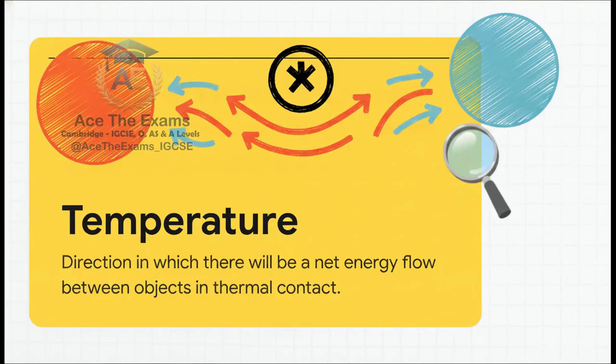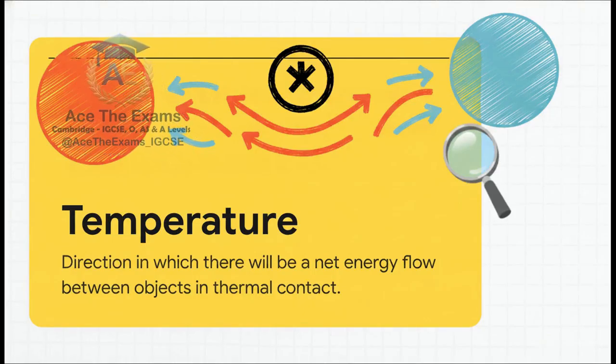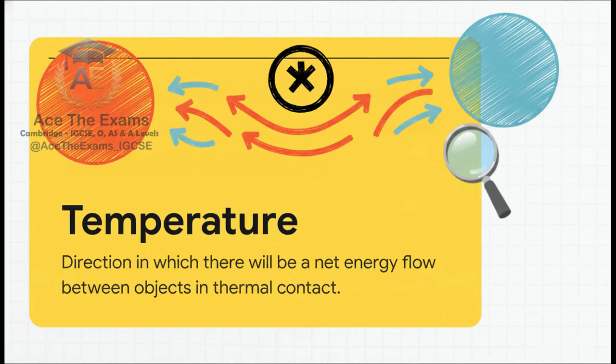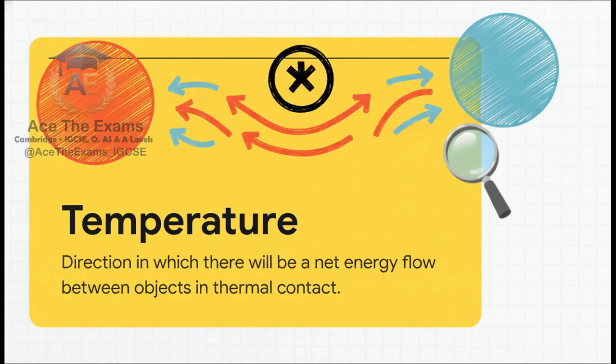The precise word in here is absolutely crucial for your exams. Temperature is a property that tells us the direction in which there will be a net energy flow between objects in thermal contact. Now, let's talk about our student Sam.